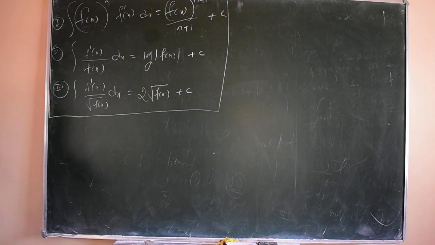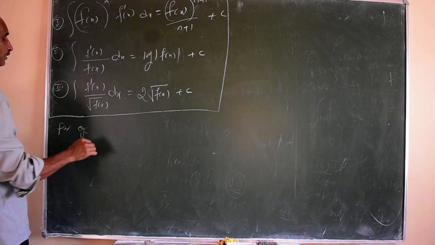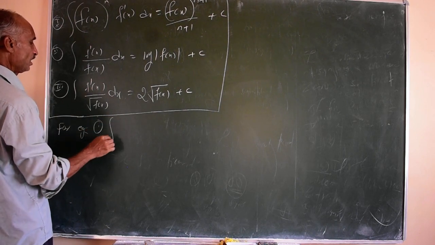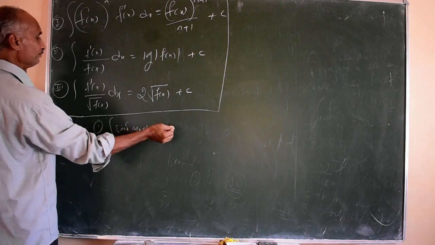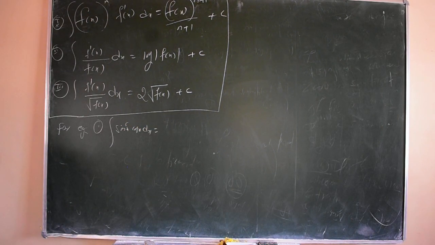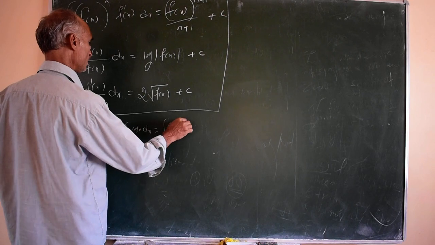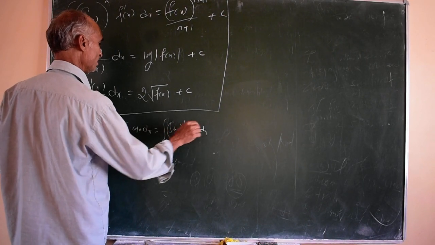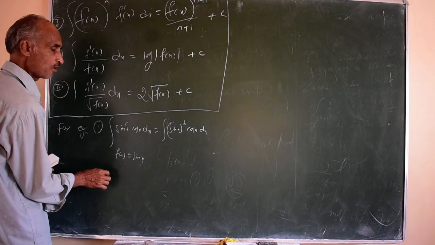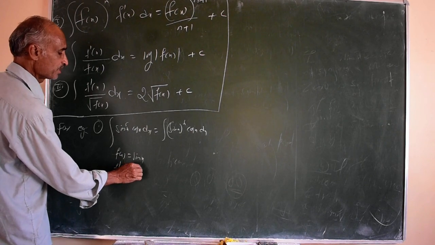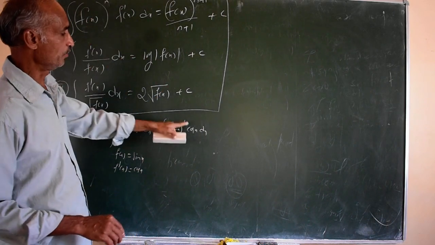For example, we will give an example to understand all these formulae. First one, integration of sin raised to 6 x into cos x dx. I can write it as sin x raised to 6 into cos x dx. Now here, f of x is sin x. What is the differentiation of f of x? f dash of x is cos x. It is exactly in the form of f of x raised to n into f dash of x.